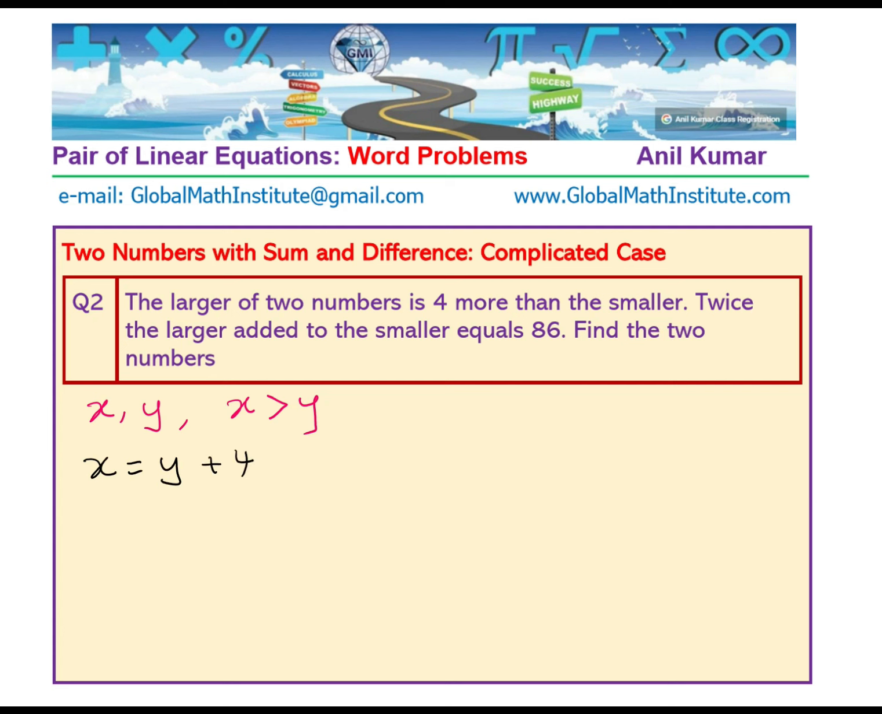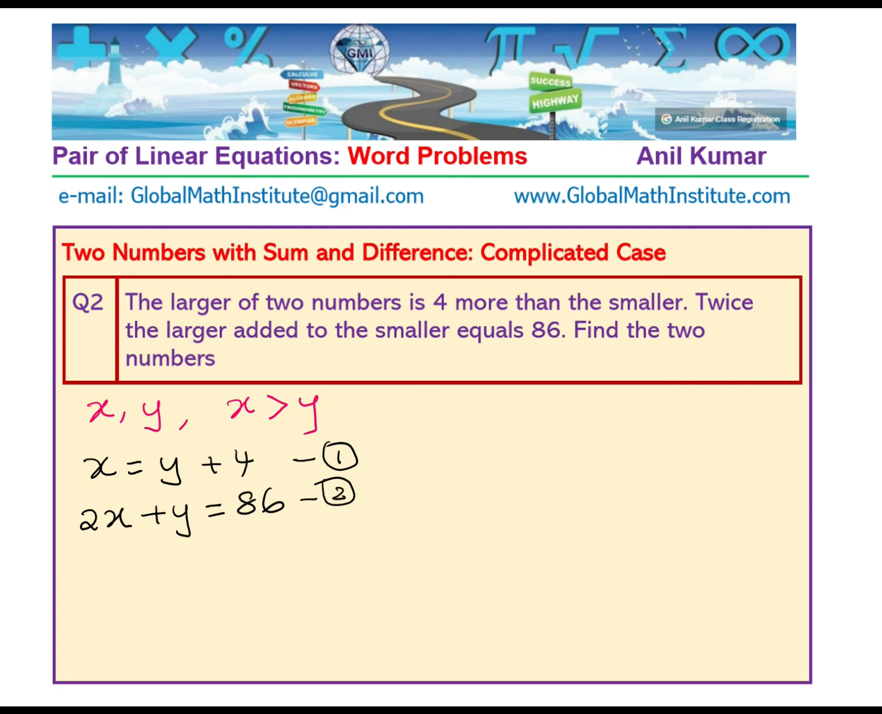Twice the larger means twice x, added to the smaller, equals 86. So once again, read the question, write the equation, and then check. Is it right? The larger of the two numbers is 4 more than the smaller: x equals y plus 4. Twice the larger, 2x, added to the smaller, plus y equals 86. Perfect. So we can now label them as equation 1 and equation 2.